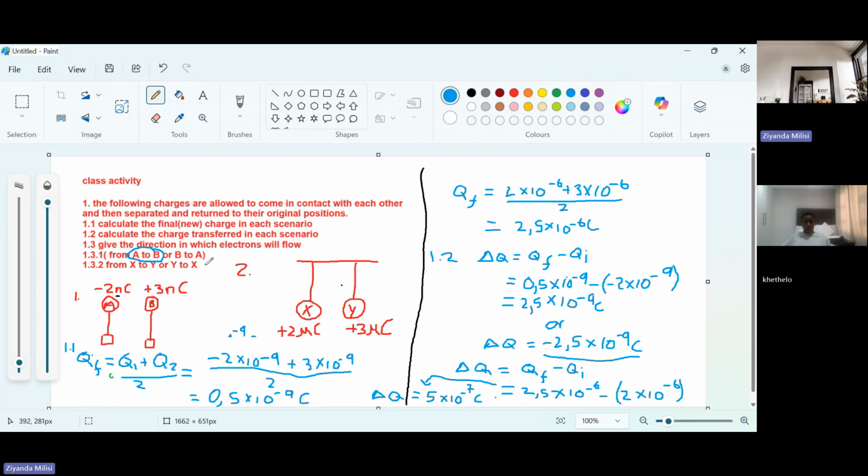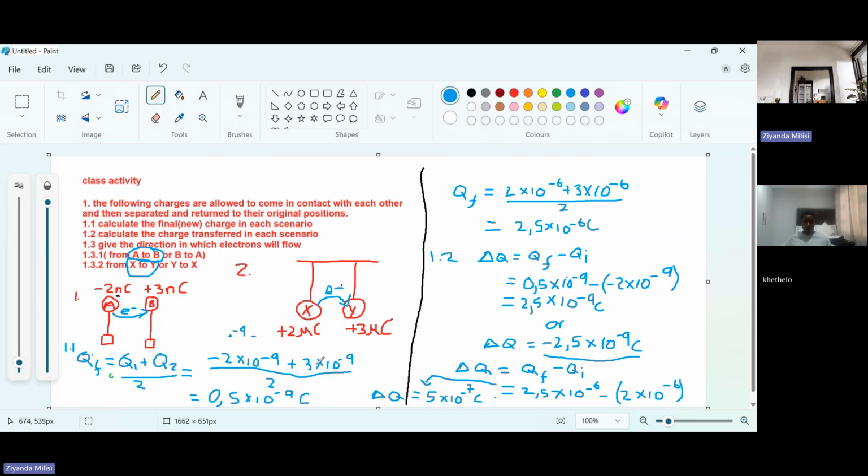1.3.2, from X to Y or Y to X? X to Y. They will move from X because X is less negative. Y is less positive, which means X has more electrons than Y. So charges will definitely move from X to Y when they touch. Here they will move from A to B when they touch. That's how electrons will move. That's how the charge will flow.